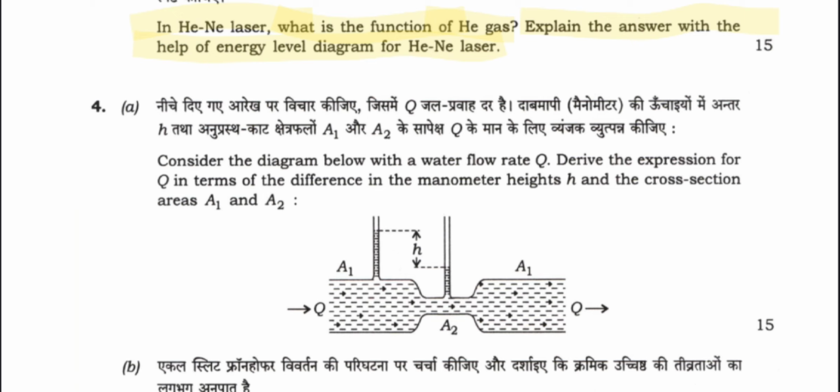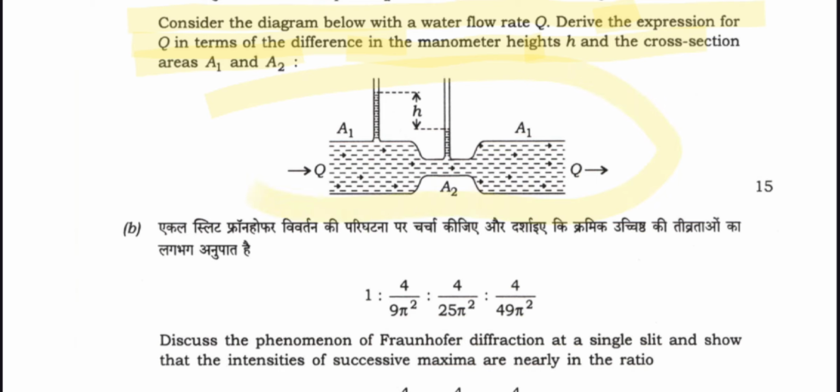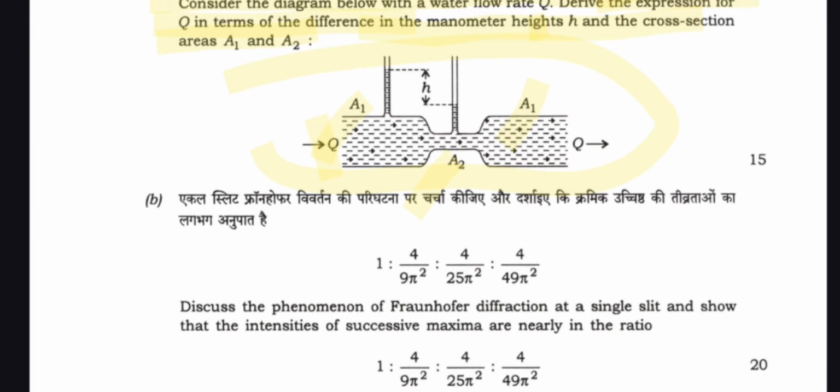Question number 4 is here. Consider the diagram below with a water flow rate Q. Derive the expression for Q in terms of the difference in manometer height H and the cross section areas A1 and A2. So this is, you see, A1, A2, Q. So this is the diagram.